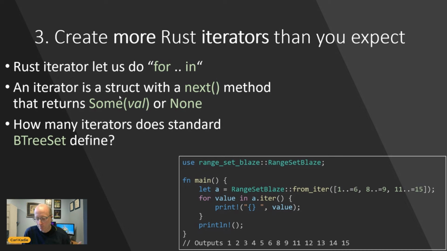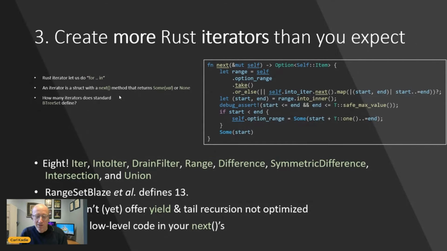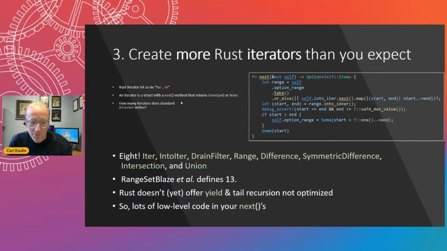Again, my guess would have been something like 3. But in fact, the standard B-tree set implements 8 iterators: iter and into iter, okay, 2. But it also has drain filter, something called range, and then 3 set-related ones: difference, symmetric difference, intersection, and union. Following the same kind of philosophy, range set blaze also has a bunch of iterators, even more.